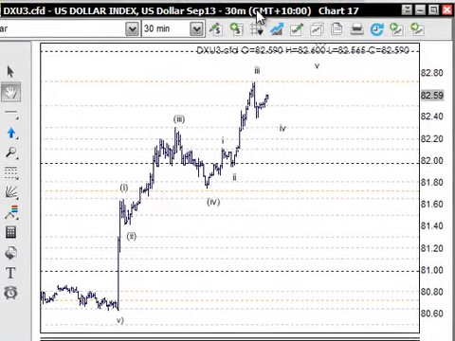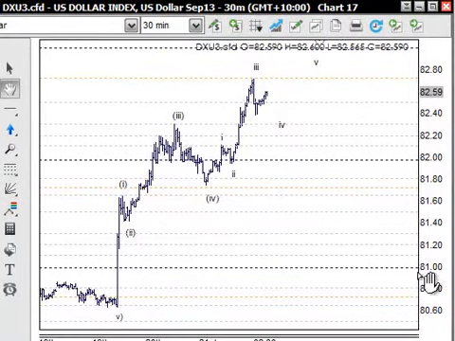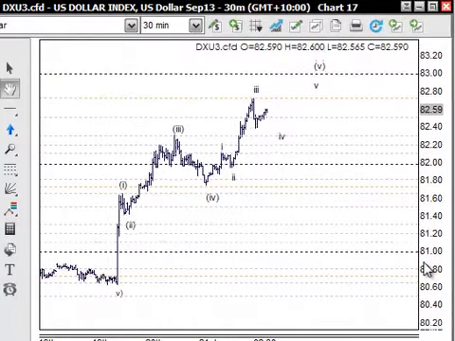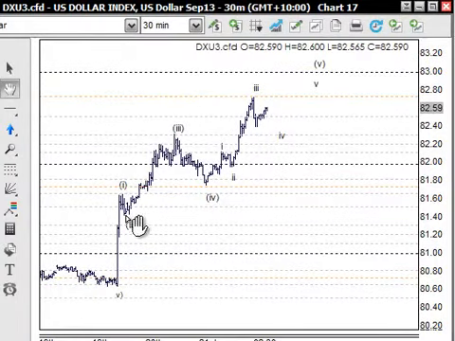On the 30-minute chart here, we're counting 5 waves up, but I'm not happy with the 5 waves because wave 3 here is the smallest so far, and this is the same for the euro as well. So I've got them counted in 5 waves here, but look, that's not correct. It was a bit difficult because this moves so fast here. It just made it a bit tricky to work out.